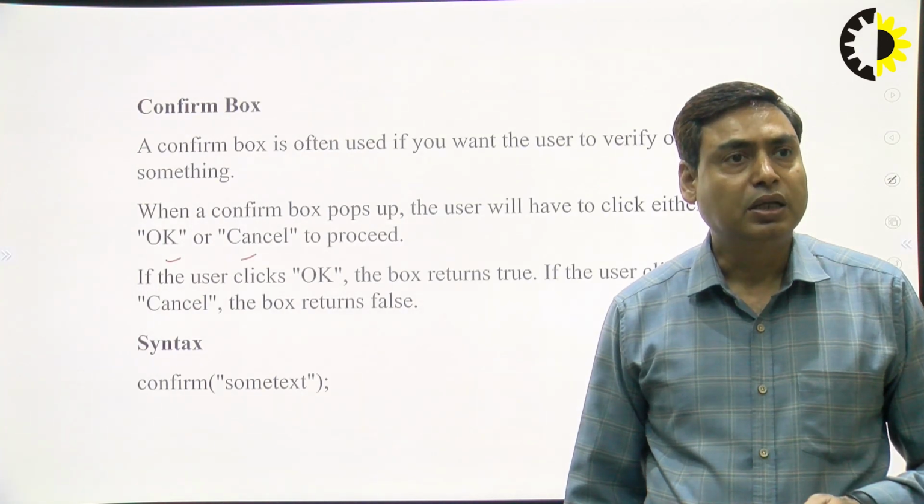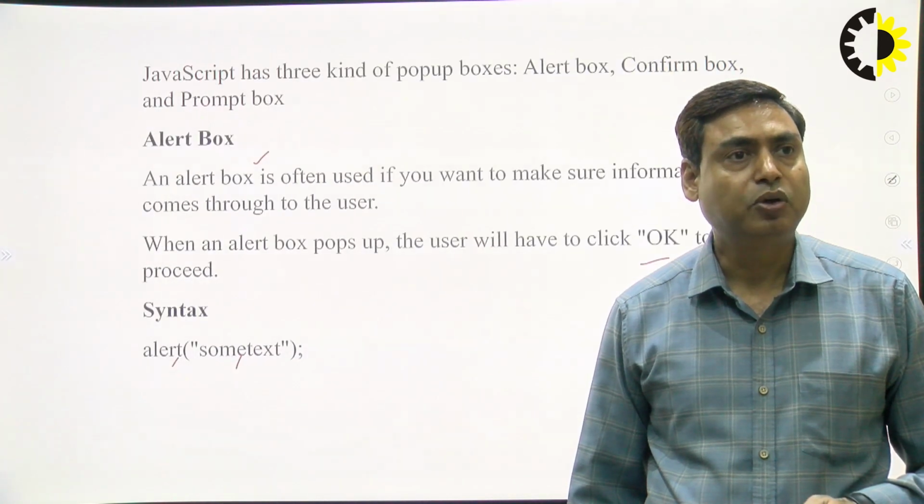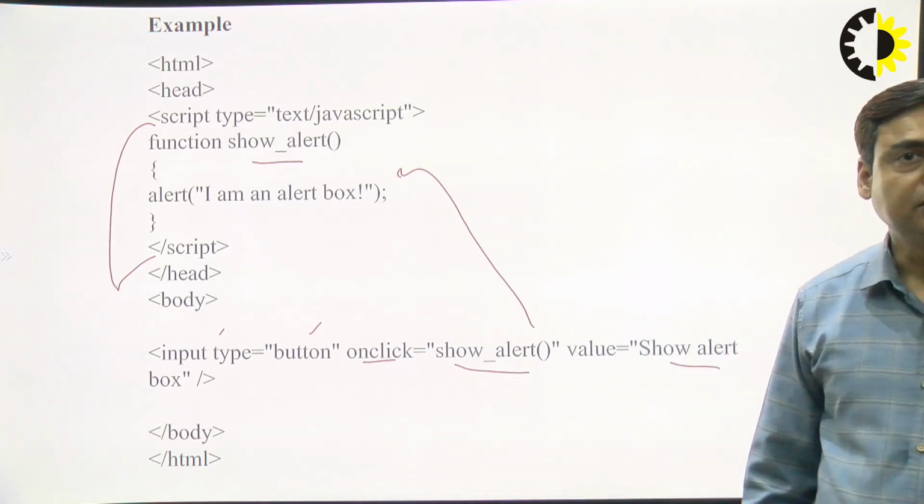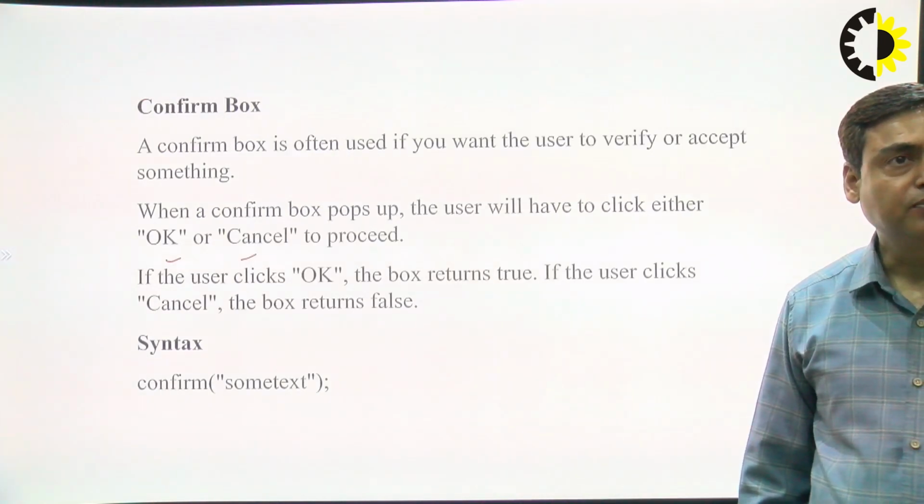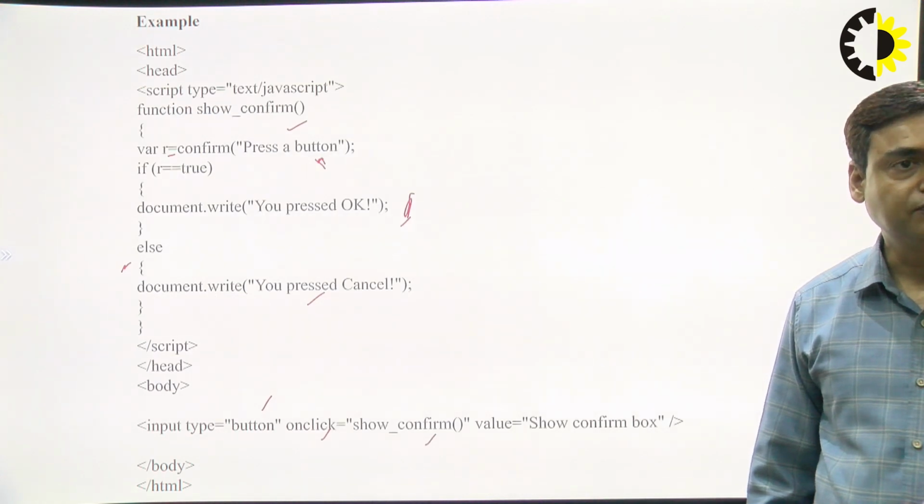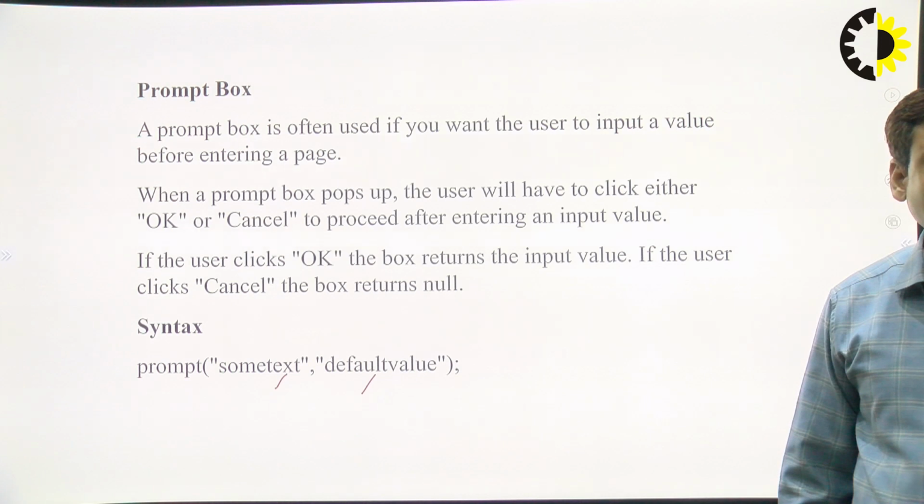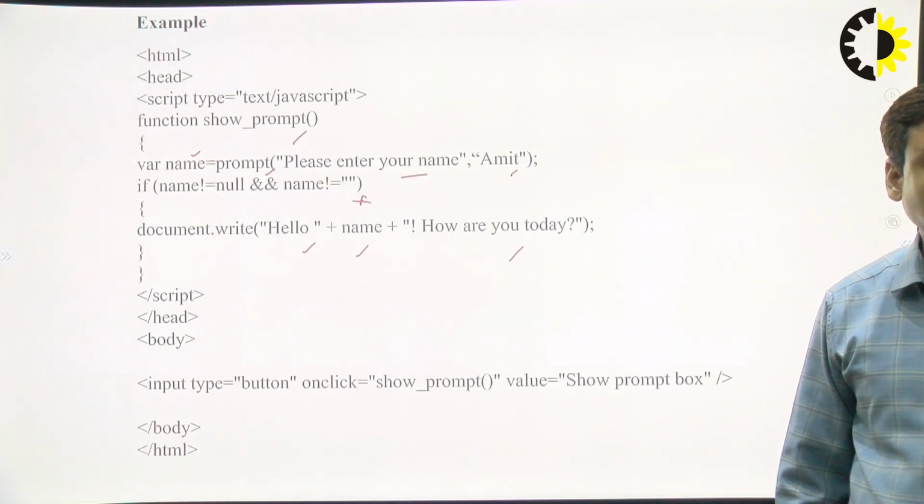So there are three boxes. One is the alert box, this is the program for the alert box, and second is the confirm box, and this is the program for the confirm box, and third is the prompt box, and this is the program for the prompt box.